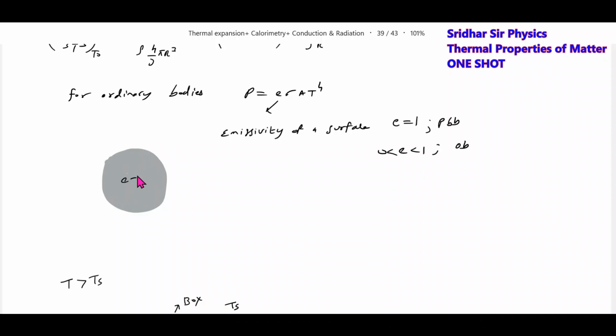Okay, agreed? The emissivity of the surface will be e. For a perfect black body, it will be 1. For an ordinary body, the value will be between 0 and 1. Stefan's law will be modified for ordinary bodies.